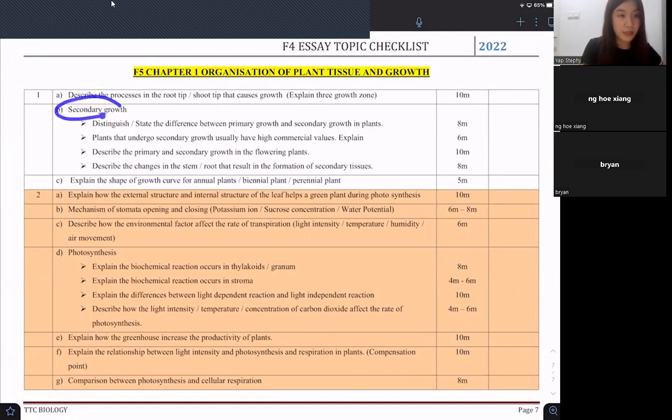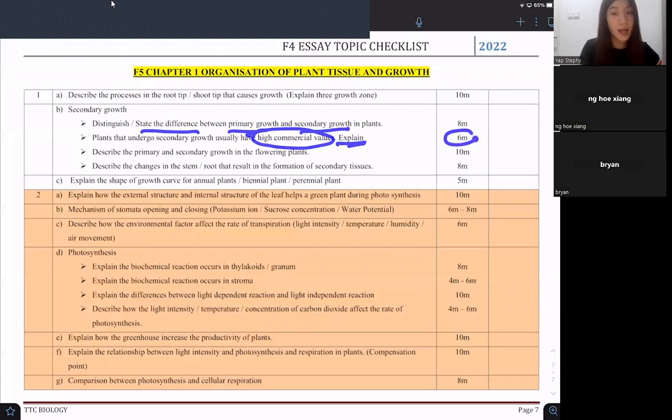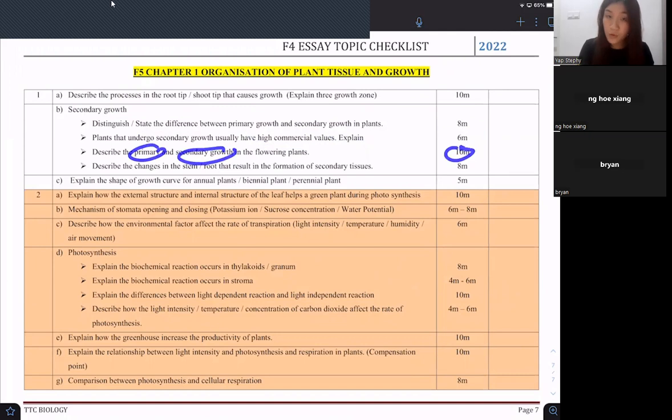And normally for the secondary growth, they will ask about the differences between the primary and the secondary. And also it will ask, for example, the plant has a high commercial value, explain why, 6 marks. So at least you need to know 6 points about the commercial value, the economic importance. And describe the primary growth and the secondary growth, 10 points. Actually these two questions are similar.